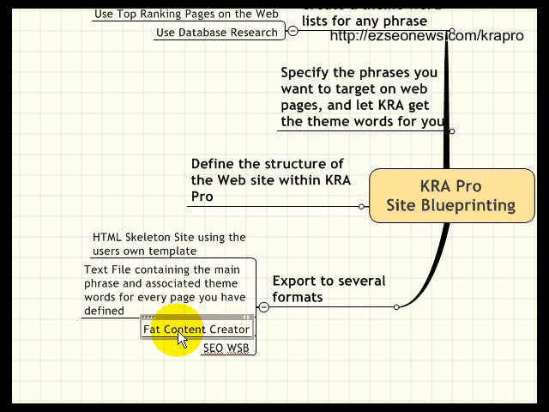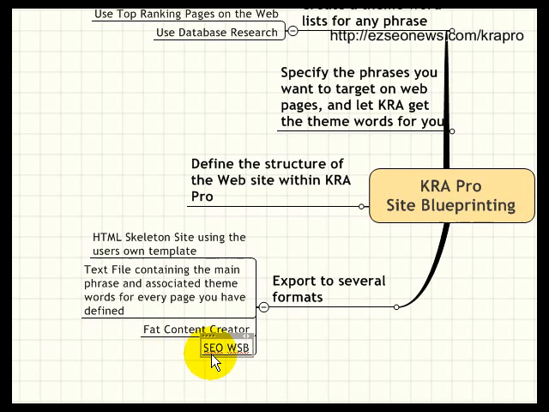The next export format is Fat Content Creator. Now this is for those people who've bought my Creating Fat Content course. The software that comes with that is an article editor, and it's called the Fat Content Creator. And KRA Pro will export directly into that software and create skeleton articles with the title and file name and meta keyword tags and everything else sorted, just ready for you to go and start typing the content.